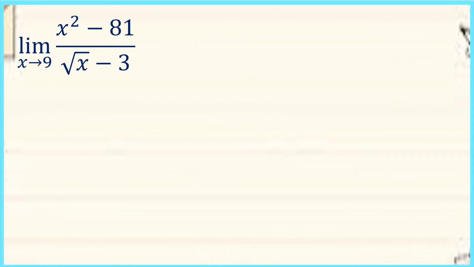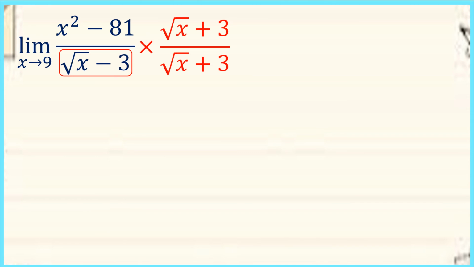Now let us have the last example. Limit x squared minus 81 over square root of x minus 3 as x approaches 9. So in here, take a look at the denominator and get the conjugate, which is equal to square root of x plus 3. So we are going to multiply this one by square root of x plus 3 over square root of x plus 3. Then we are going to multiply square root of x times square root of x, which is equal to x, and then minus 3 times positive 3, which is equal to minus 9.